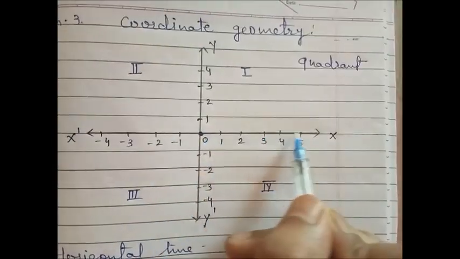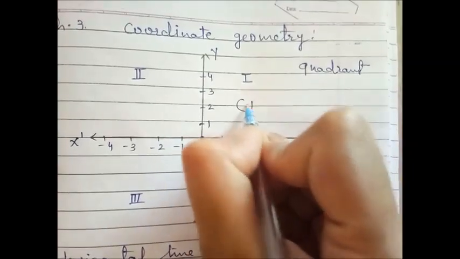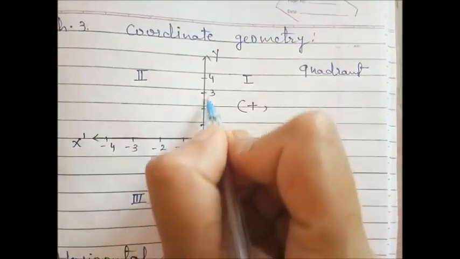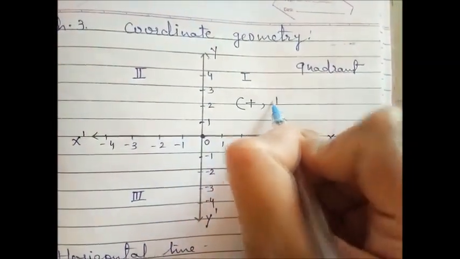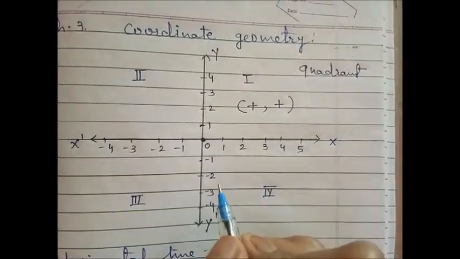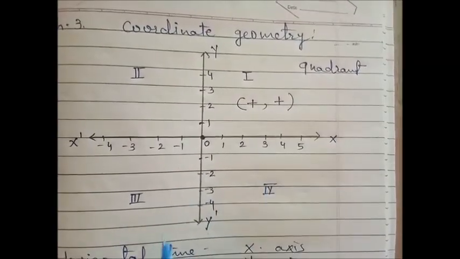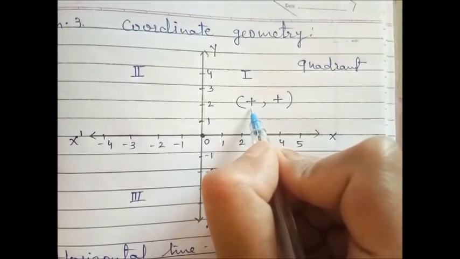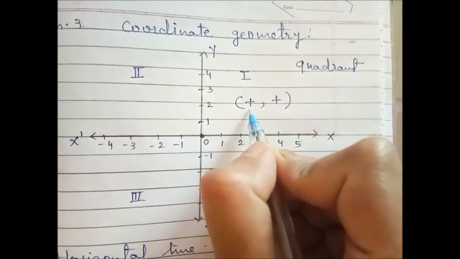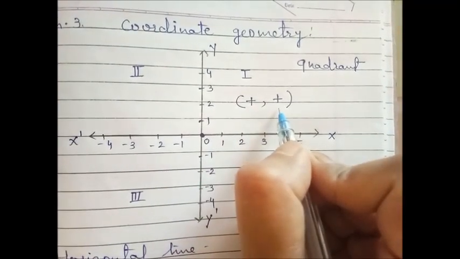So here, what is the value of x? It is positive, so x will be positive. And what is the value of y? That is also positive, that is plus plus, right? Now remember one thing, the first coordinate will always be the x coordinate and the second will always be y.